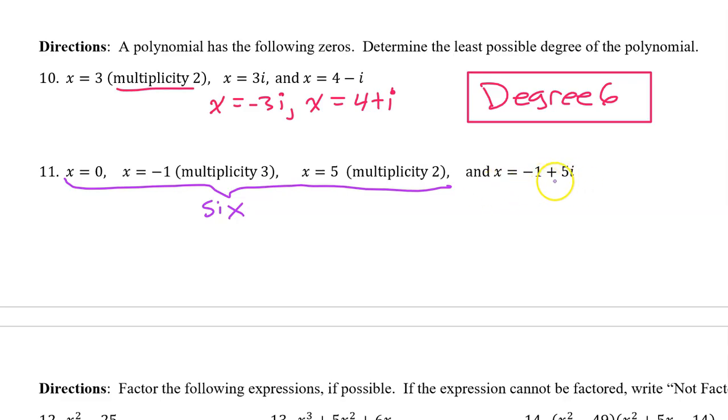And then we have an imaginary term here, so we need to do the conjugate. So we need to add on x equals negative 1 minus 5i. So there's 6 of these, and then there's 2 of these, so that's going to be degree 8.